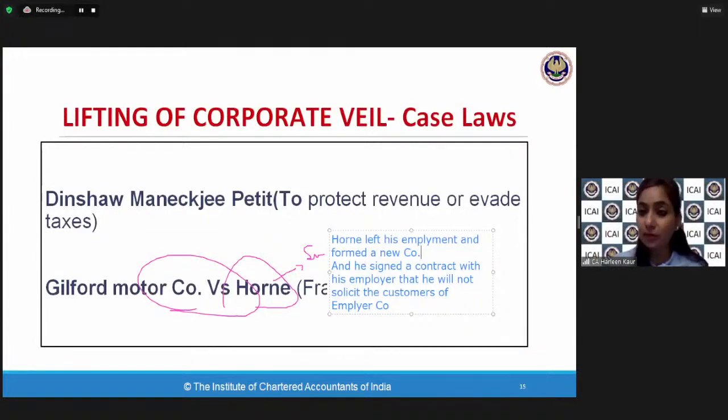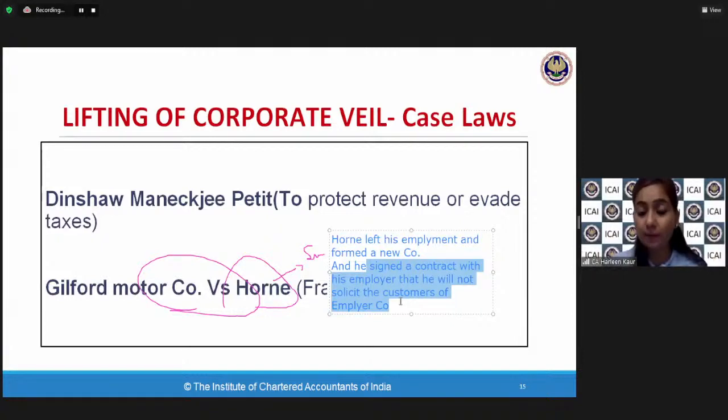Soliciting means, you remember, in partnership also I explained to you, sections 35, 36, 37. I told you when you're leaving a partnership firm, certain restrictions can be imposed on you that you cannot have a competing business for a certain period of time. Similarly, Honda also signed a contract with his employer that I will not be competing with you. I will not be taking away your customers. But he intentionally formed a company just to solicit the customers of his previous employer. And he breached the condition of the contract. He signed a contract and later on he breached the condition, means he started attracting the customers of the employer company.